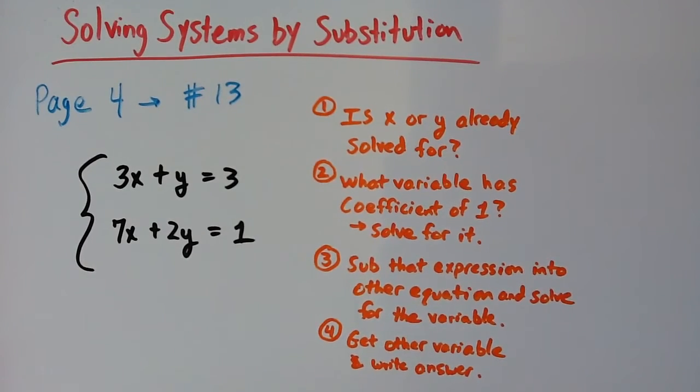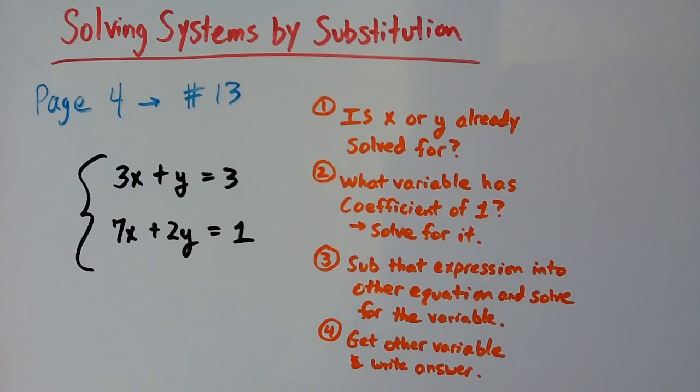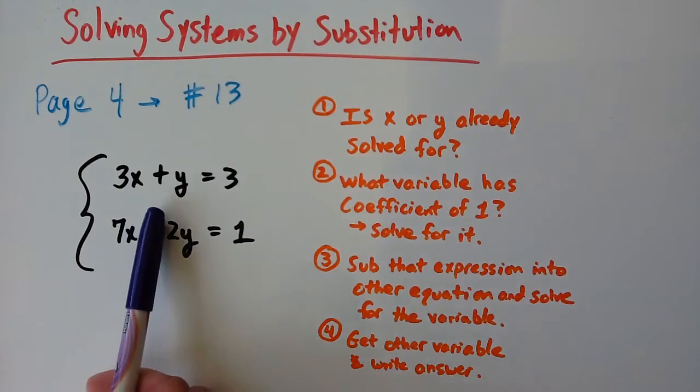Solving systems by substitution. This is page 4, number 13. The first question to ask yourself is: is x or y already solved for? This is our system. In these equations, do we have x equals something or y equals something already? Well, by looking at this, no, I don't.